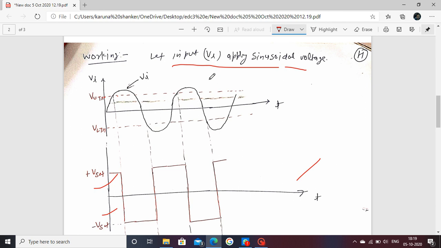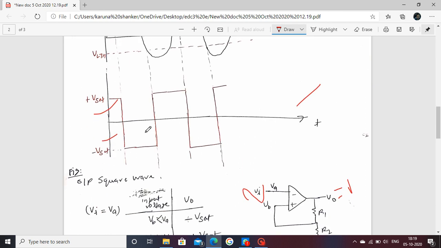Now the working operation. Here, the input is applied as a sinusoidal voltage. This is converted into a square wave, which means the output comes out as a square wave. How does it come? There are two output levels. Two levels means the output depends on the input voltage: when the input voltage is greater than the upper threshold, then the minus V set output comes.